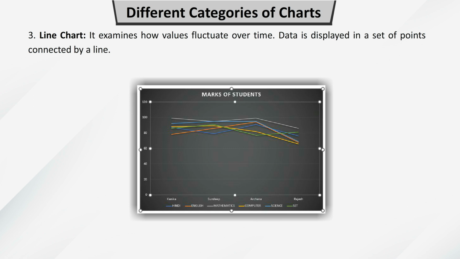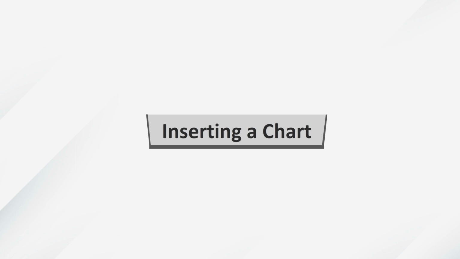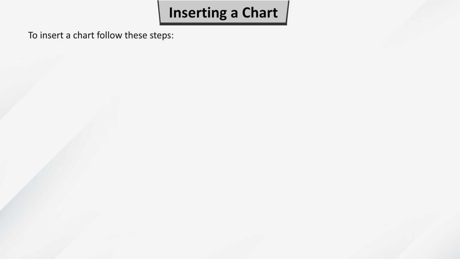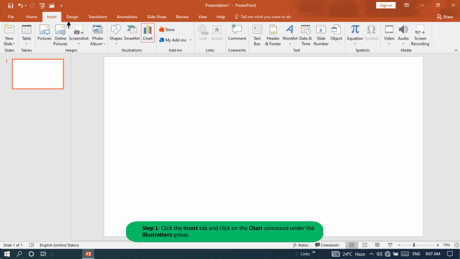3. Line chart. It examines how values fluctuate over time. Data is displayed in a set of points connected by a line. 4. XY scatter. It compares different numeric data point sets in space to reveal patterns and trends in data. Inserting a chart. To insert a chart, follow these steps. Step 1. Click the Insert tab and click on the Chart command under the Illustrations group.